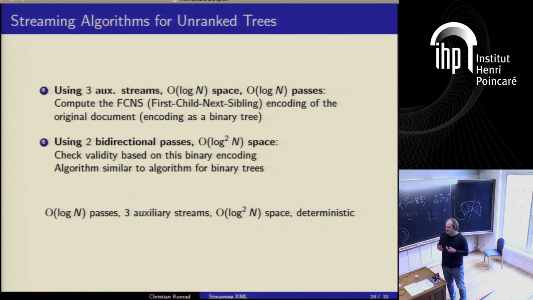Okay, so what we will do is the following. We will now use these additional streams that we have, and we will encode our XML document differently in what's called a first child next sibling encoding. This is basically an encoding of an arbitrary unranked tree as a binary tree. Then once we have a binary tree, we will look at the binary tree and see that it actually behaves very similar in terms of validity to the validity problem that we just studied for binary trees. So then we could, for instance, once we have the binary tree using 2 bidirectional passes and log square space, we can validate it. So how does this work?